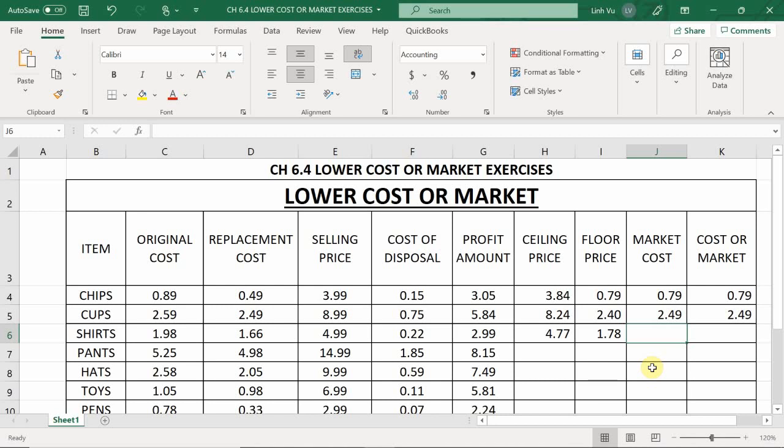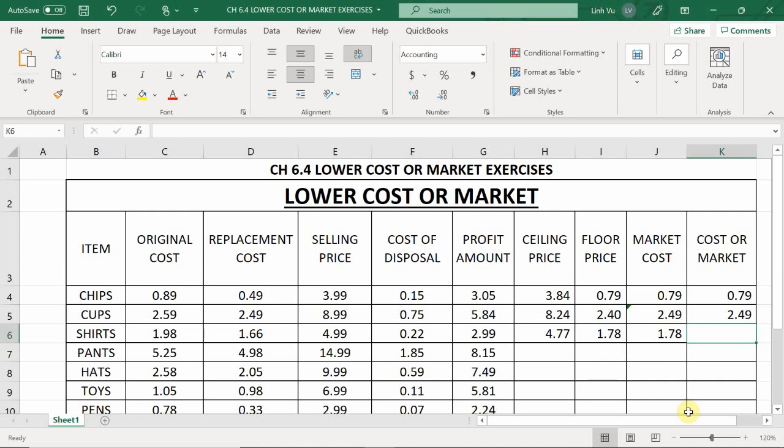So the ceiling price is the highest, the 4.77, and then the lowest is the 1.78, and the replacement, which is the market, because it's the middle one, the 1.66. Okay, let's compare. Is 1.66 higher than 1.78? No, whoops, no. The middle one is the floor price, the 1.78. Good, right? Okay.